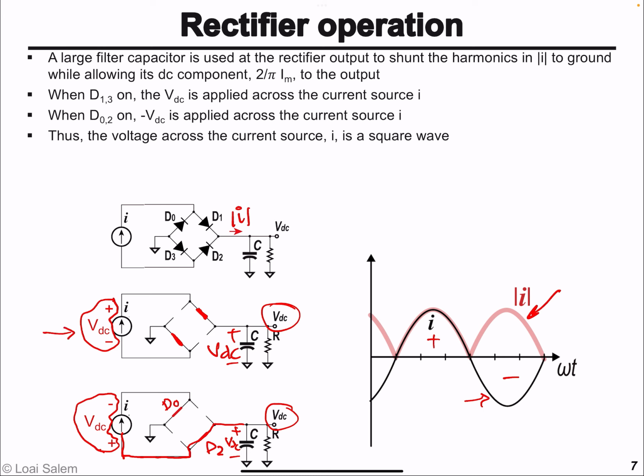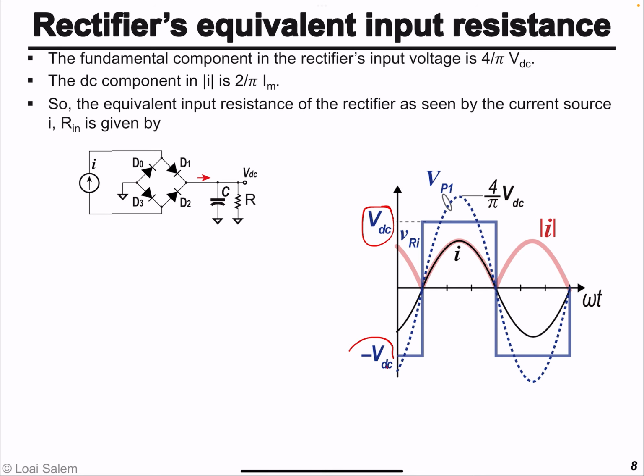So in the positive half cycle, the voltage across the current source is equal to VDC in positive, while in the negative half cycle, the voltage across the current source I is equal to minus VDC. So it's a square voltage. And we know that this square voltage with VDC and minus VDC has within it a sinusoidal fundamental component, as shown here with this dashed line. And the amplitude of this fundamental component is equal to 4 over pi times VDC. Okay. And then, of course, this square voltage will also have higher order harmonics.